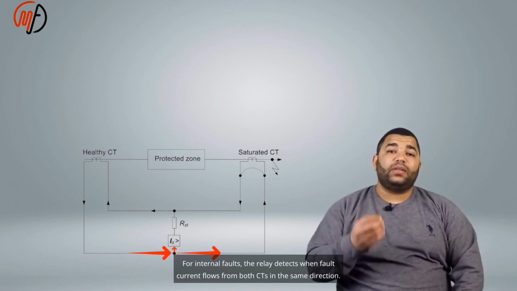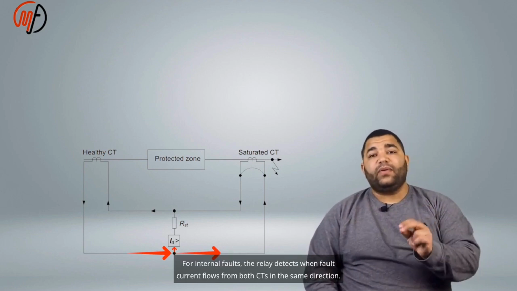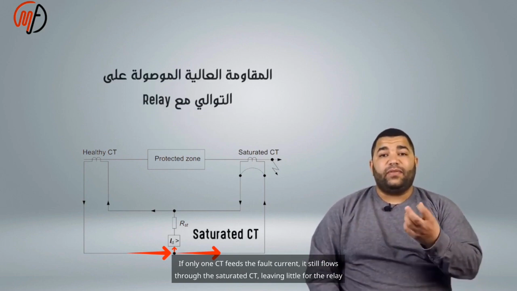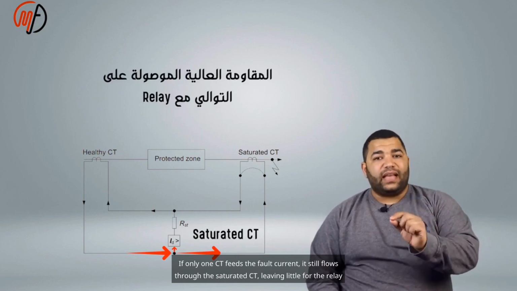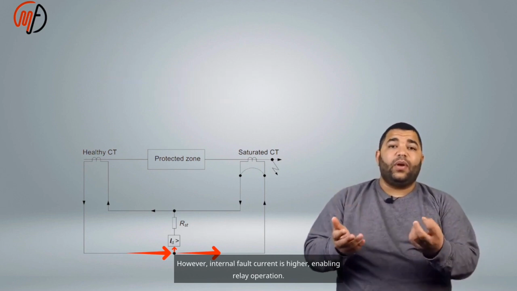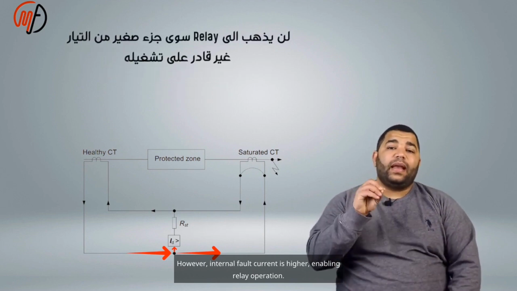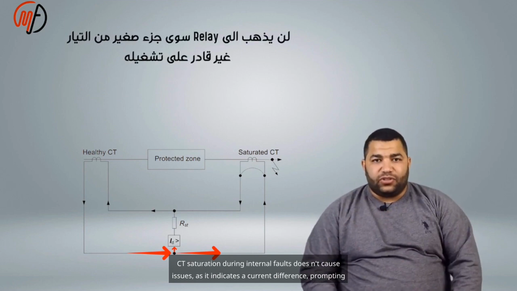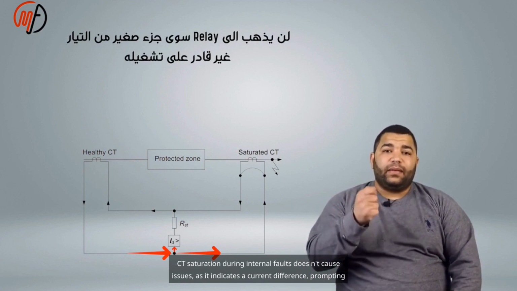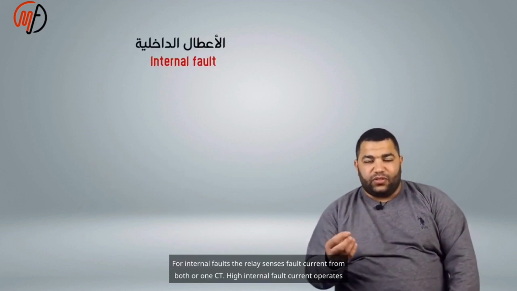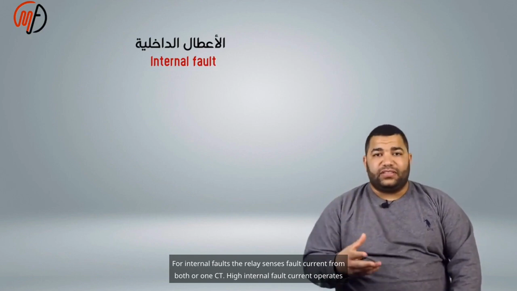For internal faults, the relay detects when fault current flows from both CTs in the same direction. If only one CT feeds the fault current, it still flows through the saturated CT, leaving little for the relay. However, internal fault current is higher, enabling relay operation. CT saturation during internal faults doesn't cause issues, as it indicates a current difference, prompting the relay to trip.